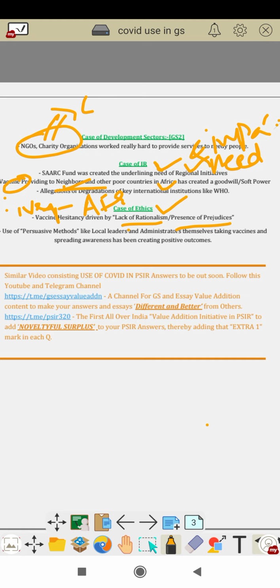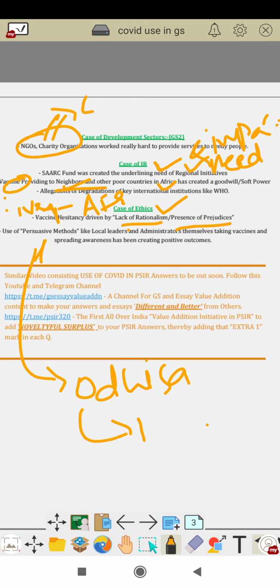I have shared one example of an Odisha Sarpanch who had used effective persuasion techniques to minimize the vaccine hesitancy in his village. So that Odisha related example can be used in various cases like firstly a question related to persuasion, then a question related to prejudices, then a question related to leadership.